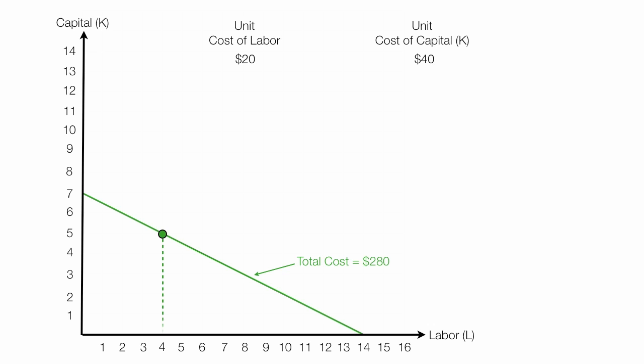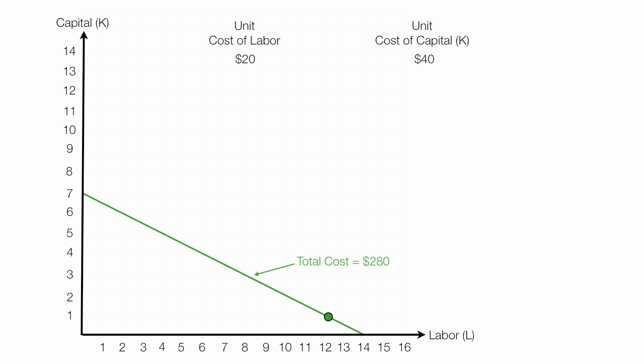If I am right there, I have a labor of four labor units. The cost of labor is $20 per unit. I add the capital cost, and I have 5 units of capital times a capital unit cost of $40 per unit of capital. 4 times 20 is 80, and 5 times 40 is 200. When I add those together, I get $280, as expected, right? And again, no matter where I'm at on that green line, the total cost line, the total cost is $280.